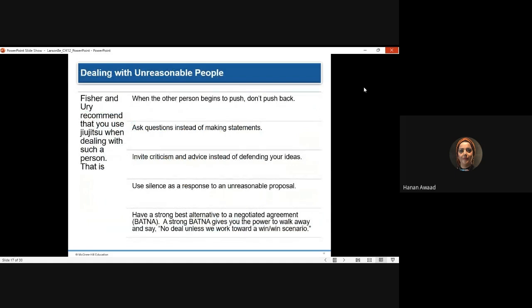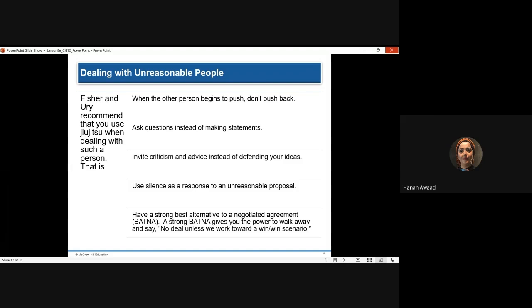So sometimes we deal with difficult people. I don't want to say difficult people, but maybe unreasonable people. And here is a nice way: use jujitsu. They don't mean to hit them, but to use some of the strategies of the martial arts. So you hold on pushing back or punching back quickly.